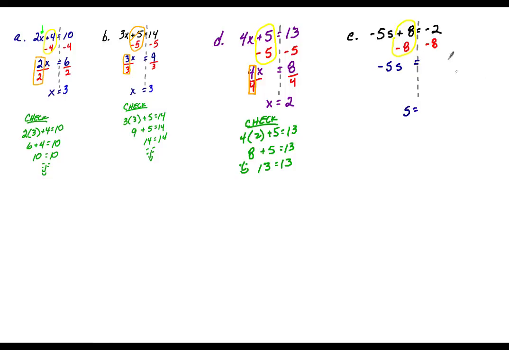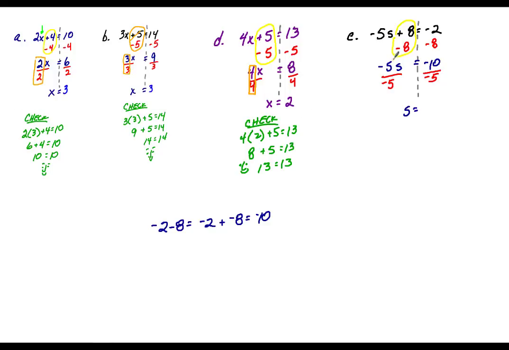-5s left here. We have -2 take away 8. If I was thinking of that problem, if I was thinking of -2 take away 8, I would probably change that to -2 plus -8. It's easier for me to see that problem. I'm going to have -10 here. This is -5 times s. If I'm going to undo it, I have to divide by -5.